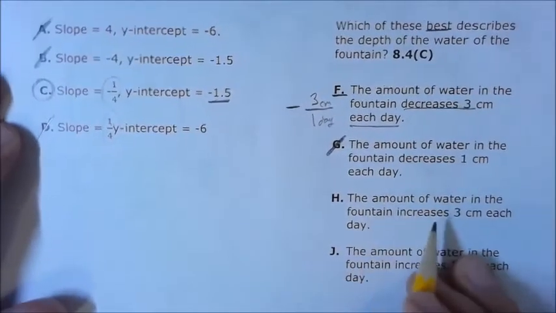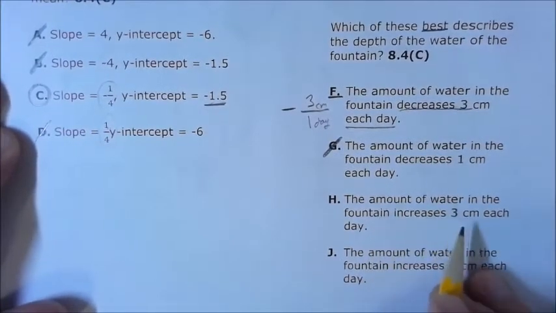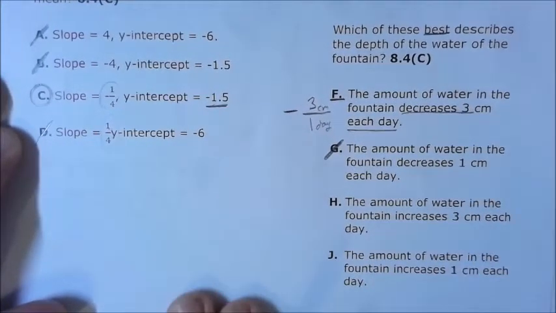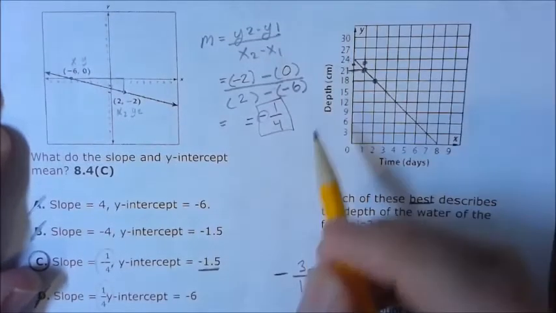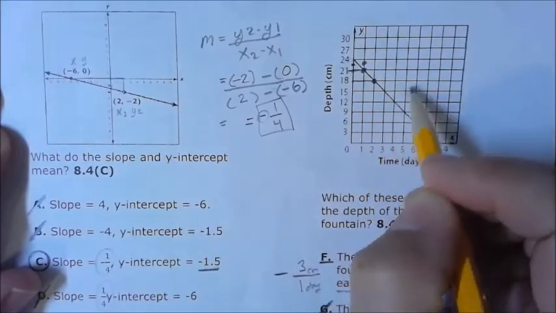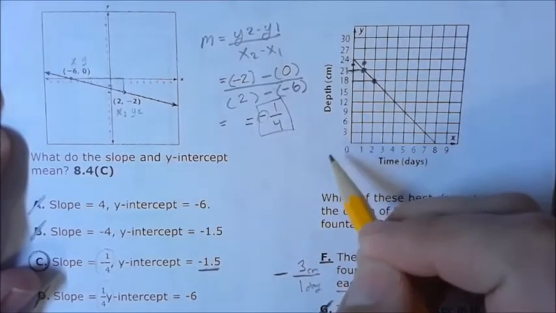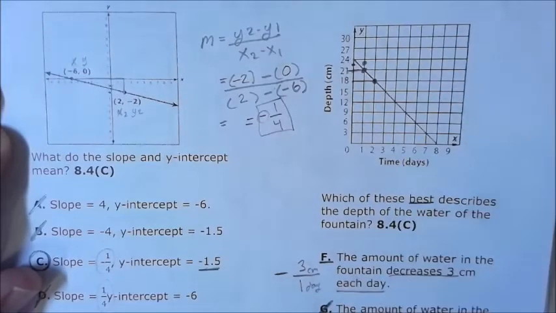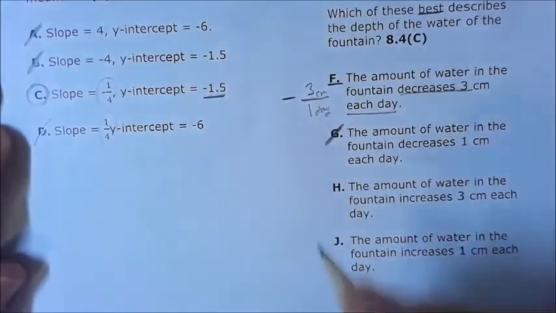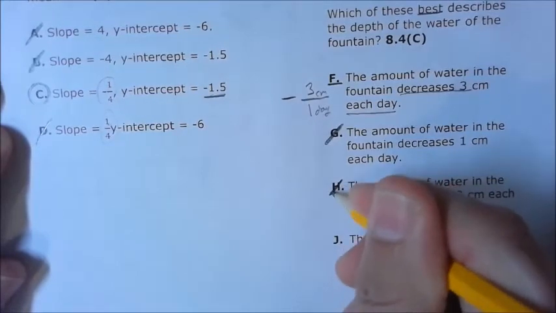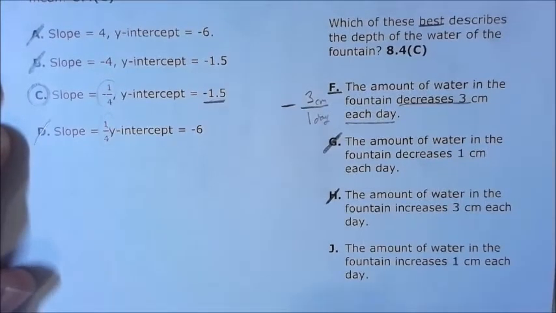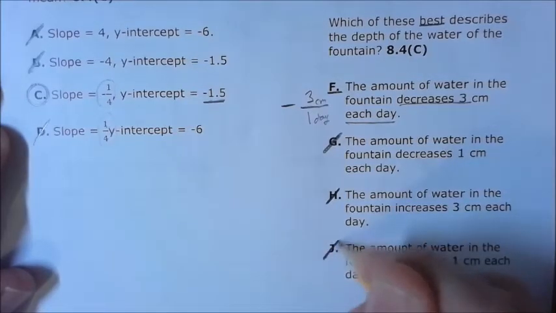The next says the amount of water in the fountain increases 3 centimeters each day. Well, if it was increasing each day, our graph would be going up. It'd have a positive slope because increase is positive. So we can say, okay, well, H is definitely wrong because that's not even a true statement because it would be positive. And J says the amount of water in the fountain increases 1 centimeter each day. Well, again, we can cancel that out because it's saying it's going to increase.